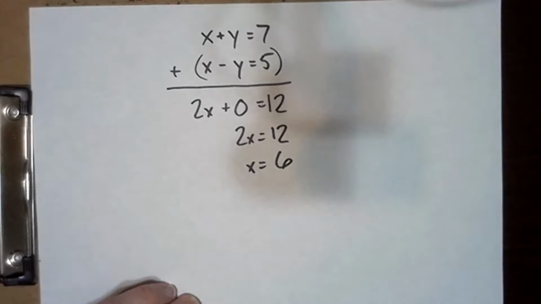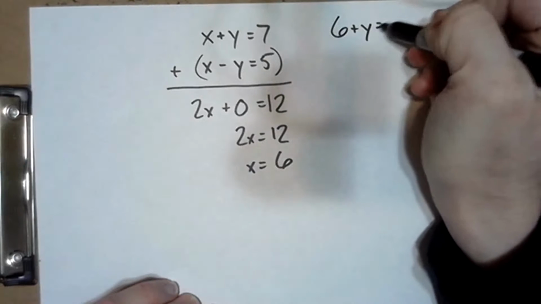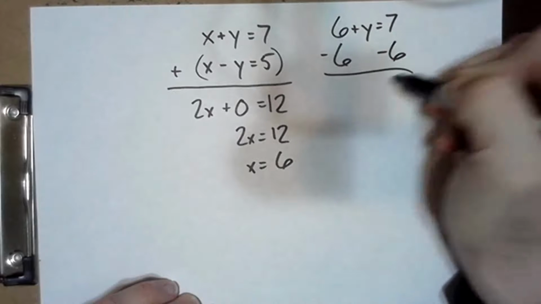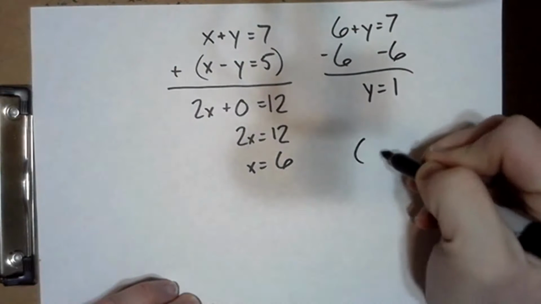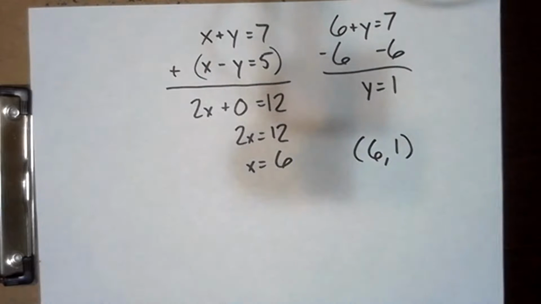Well, now that we know that x equals 6, we can plug that into either of the original equations and figure out what y should be. I'll use the first one. 6 plus y equals 7. If I subtract 6 from both sides, I get y equals 1. So the solution to this system of equations is 6, 1. Moving on back to our slides.